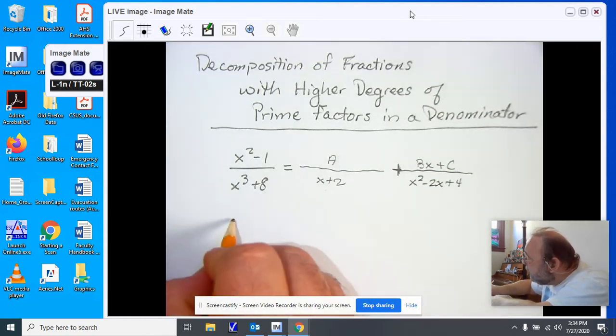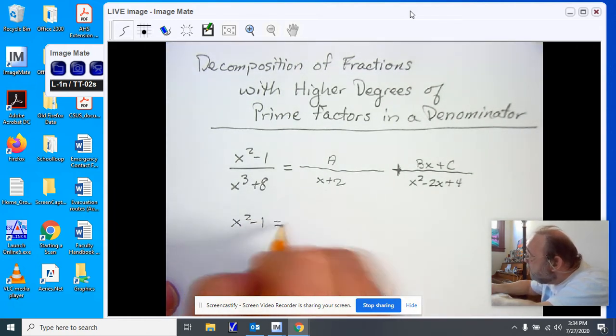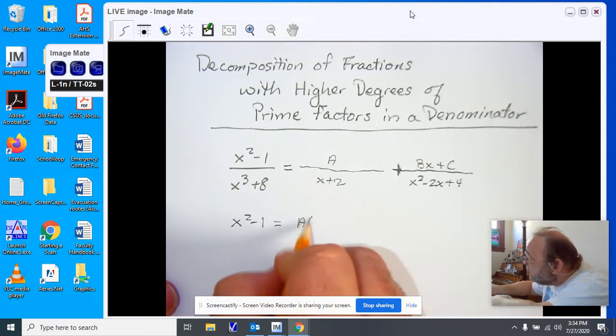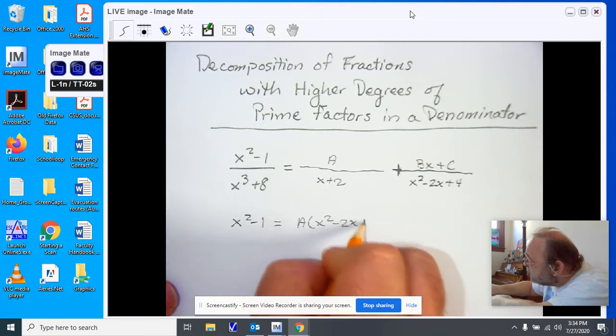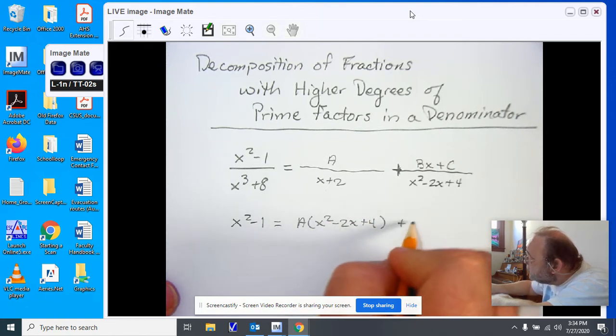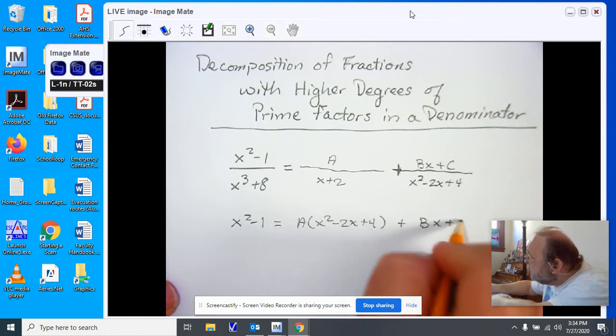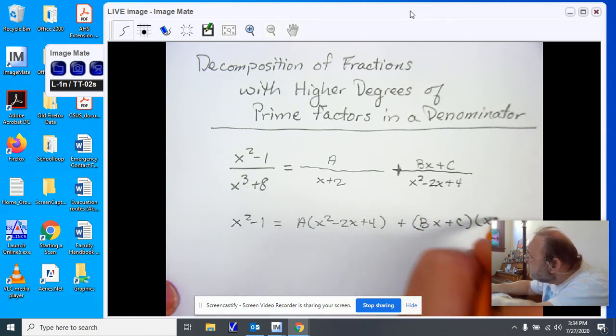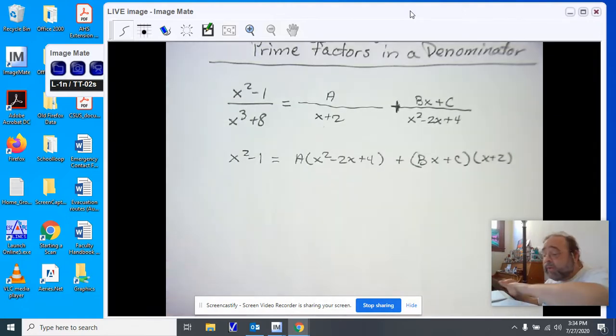So that means I'm going to get my common denominator by multiplying by the denominator of the other fraction. So we have a times x squared minus 2x plus 4, plus bx plus c times x plus 2. Now, we have two choices. The choice I'm going to start off with first is not creating a system of equations, which is what we get by foiling out the bx plus c times x plus 2 and distributing the a times the x squared minus 2x plus 4.